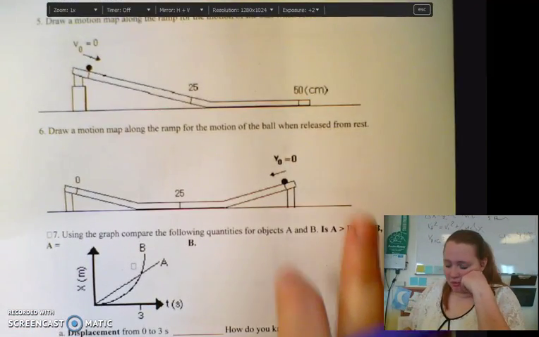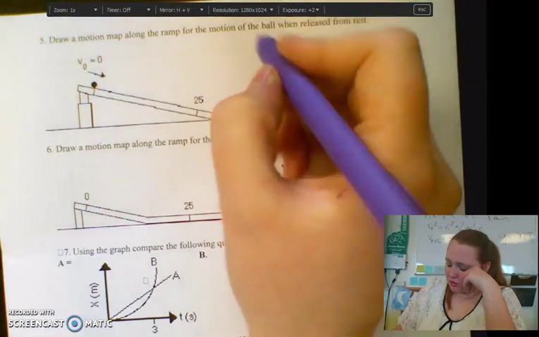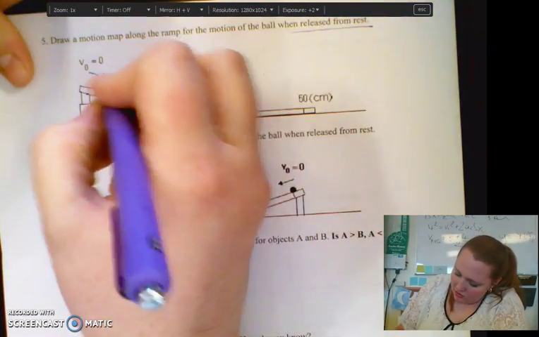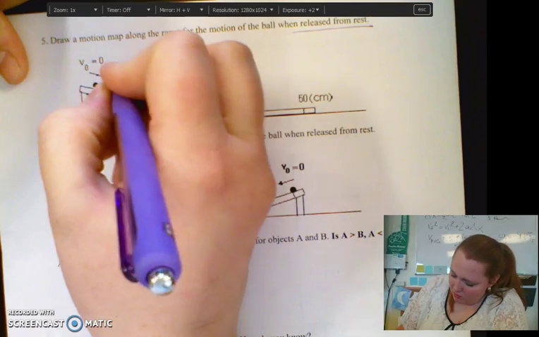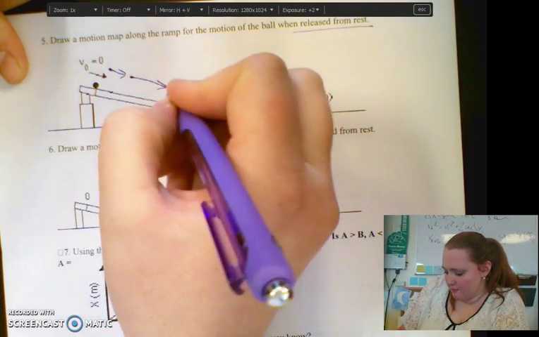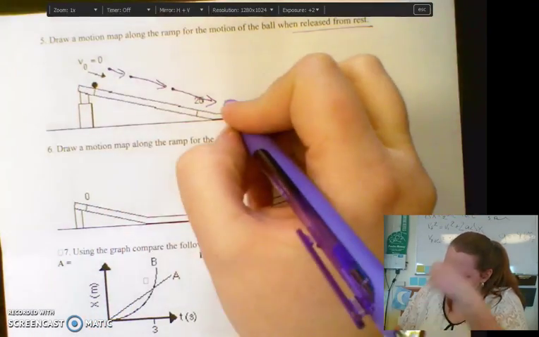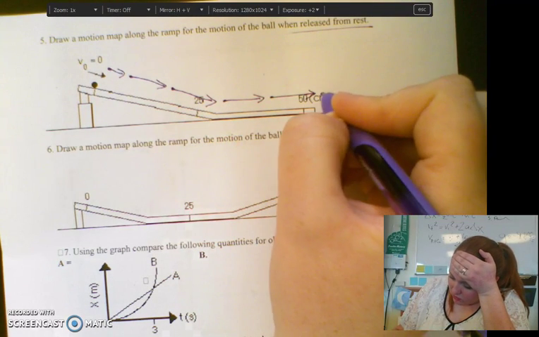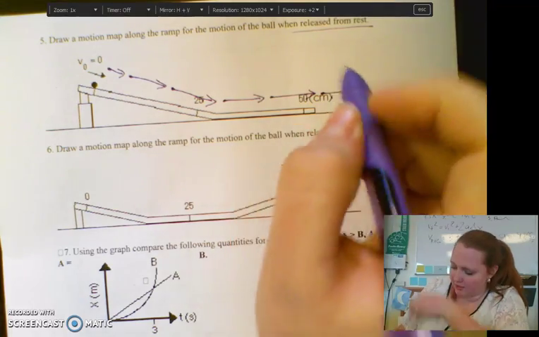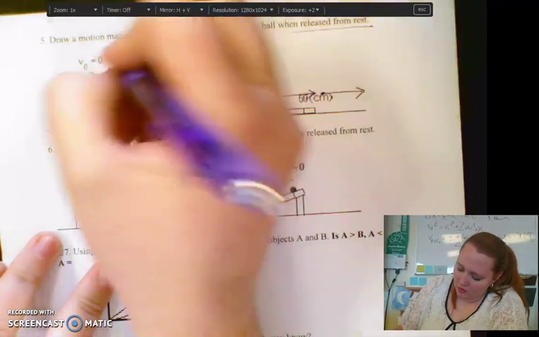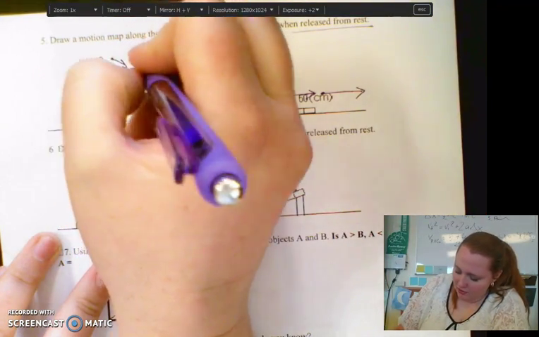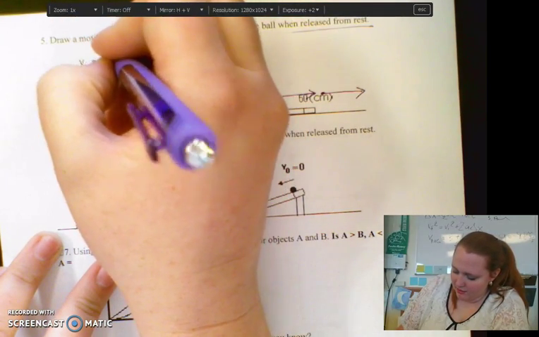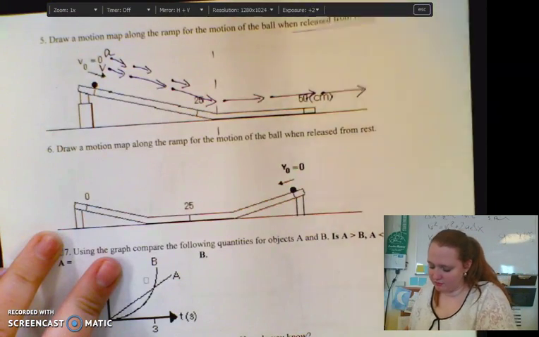Okay, number 5. Draw a motion map along the ramp for where it is released from rest. Because it's going down the ramp, we're going to speed up. And then once it gets to the bottom of the ramp, there's no more acceleration, so it's just going to continue at a constant speed. Where we are speeding up, acceleration vectors have to go in the same direction. So this is my acceleration, these are my velocity vectors.